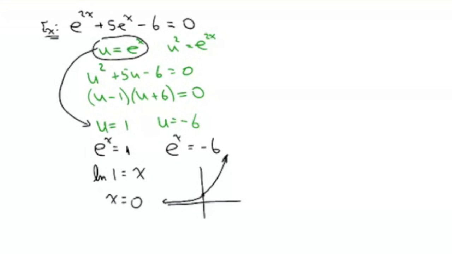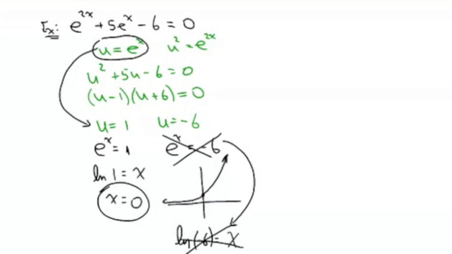Does it ever get below the x-axis? No. So the values that it generates are always going to be positive. So e to the x can never ever equal negative 6. Now the guarantee on that is if we change it into a logarithmic expression, it becomes ln of negative 6 is equal to x. And you're taking a log of a negative number, that doesn't work. So this doesn't give us a solution, so the only answer is 0. Pretty cool, huh?